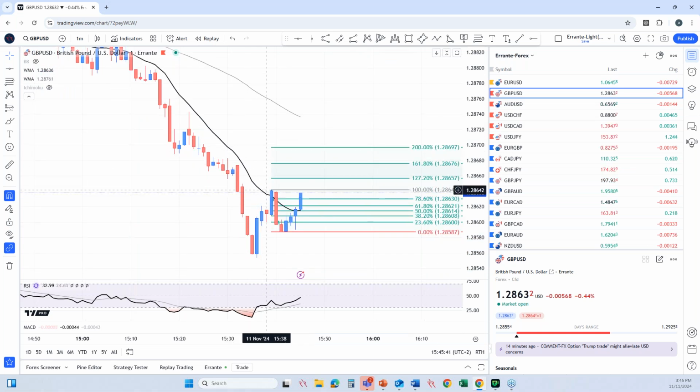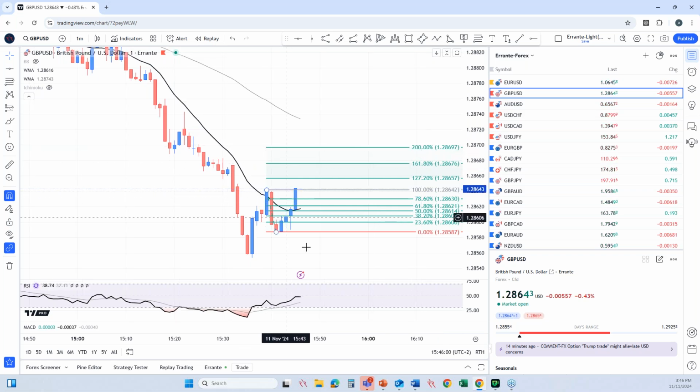And if it can't cap the gains, it means we are going to approach the 127.20% Fibonacci extension, and then 161.80, and then 200. And what does it mean with the 200 Fibonacci extension? It means this is a 1-to-1 reward to risk ratio. This is the first thing.